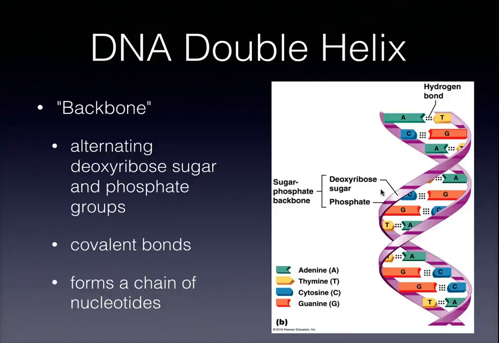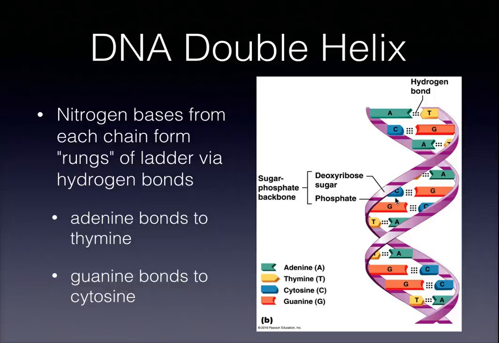You end up getting two chains of nucleotides that make up each side of the ladder. Okay, so again, it's covalent bonds that are holding these alternating deoxyribose sugars and phosphates together. Okay, so you have these two long chains of nucleotides, and they're going to have their bases kind of hanging out or sticking into the interior portion of the molecule.